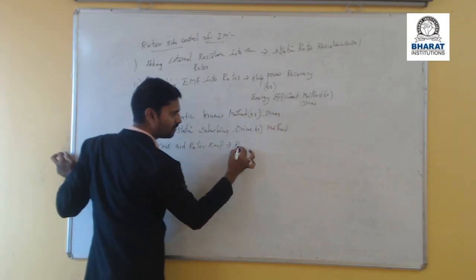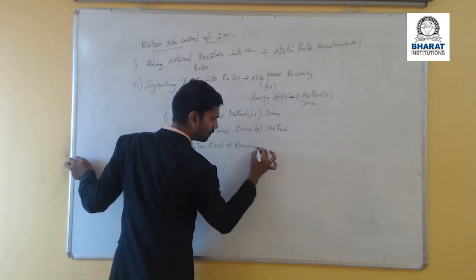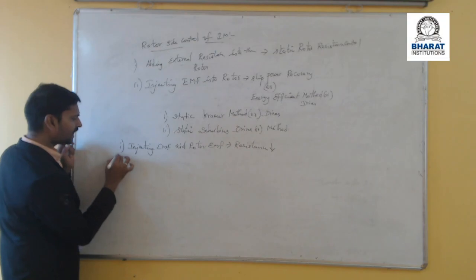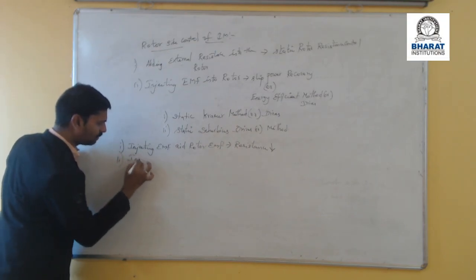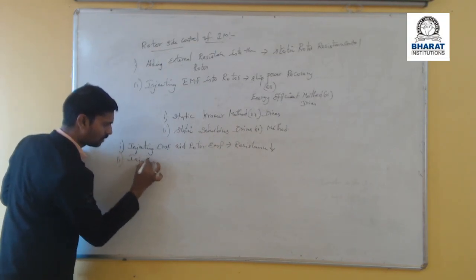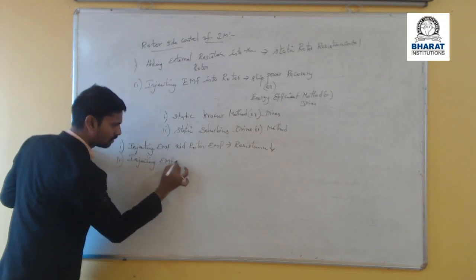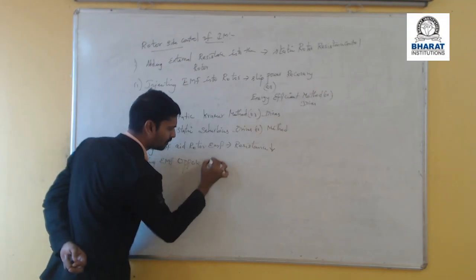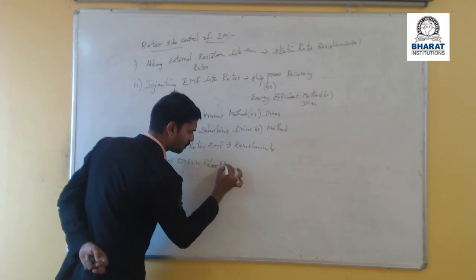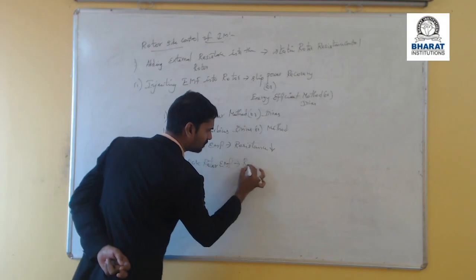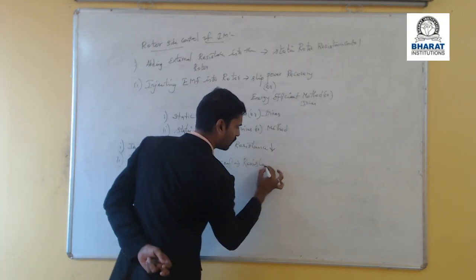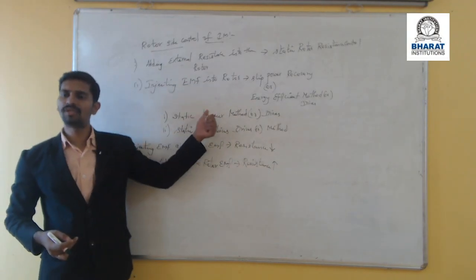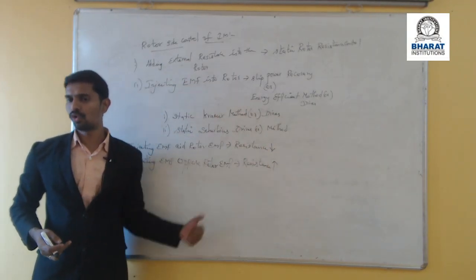So the resistance value will be decreased. The second case is that the injecting EMF will oppose the rotor EMF, so the resistance value will be increasing. So these are the two cases with respect to the EMF injected into the rotor circuit.